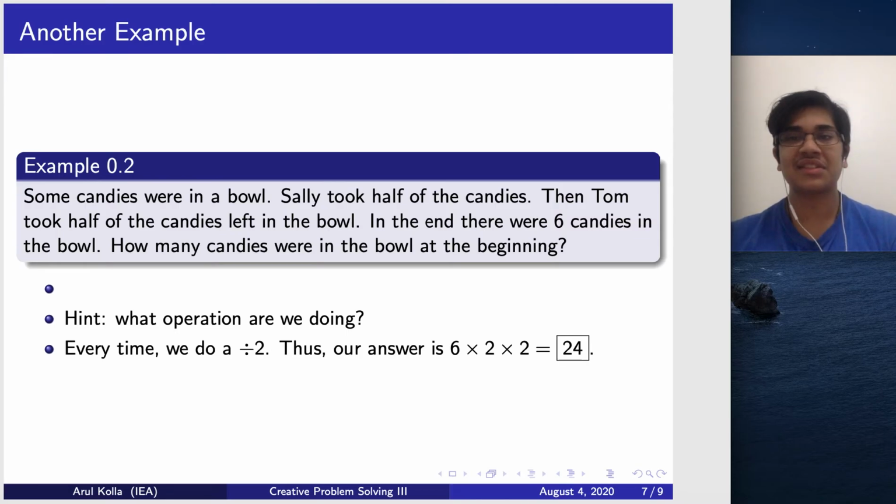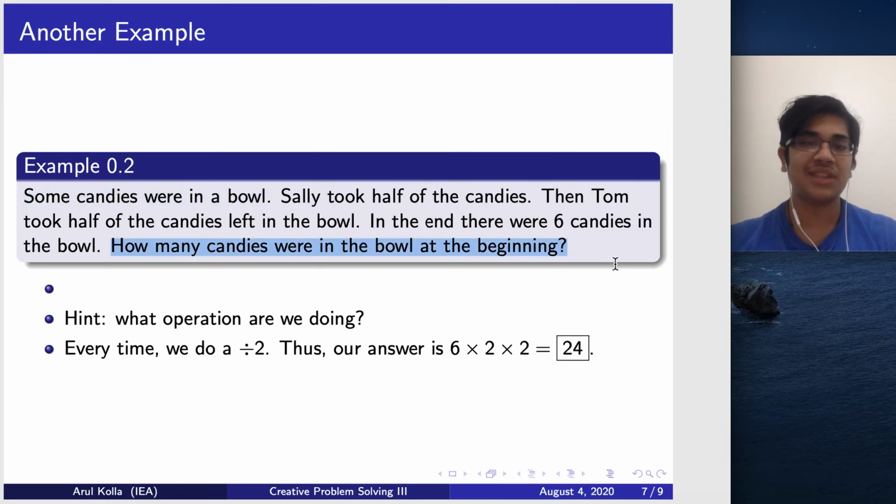Now you can see that this is a working backwards problem, even though it doesn't look like it. Some people may think this is not really a working backwards problem, but you can see this fits all the criteria. We don't know the initial condition, right? Some candies are in a bowl, but that's what we're being asked. These are the keywords here at the beginning. This tells us that we need to find something at the beginning, and we know what's there in the end. So this is like a telltale sign of a working backwards problem. You don't know what's at the beginning, you have some process, and now you know what's at the end.